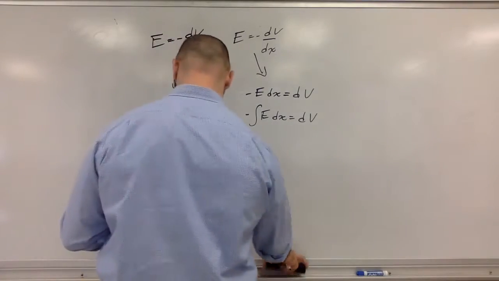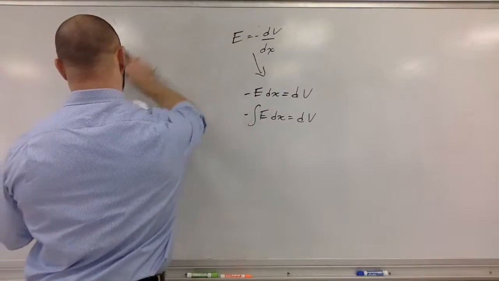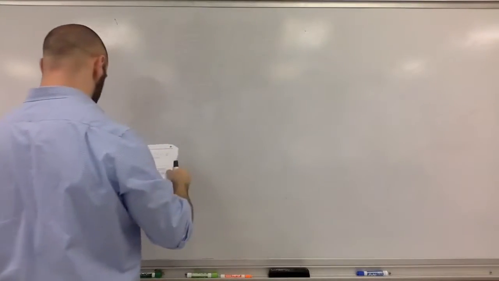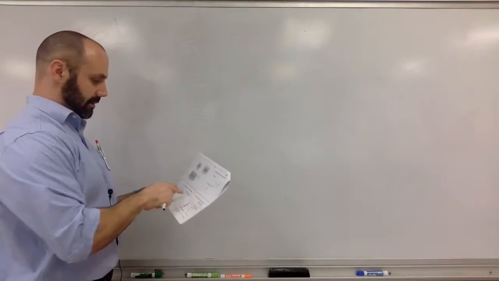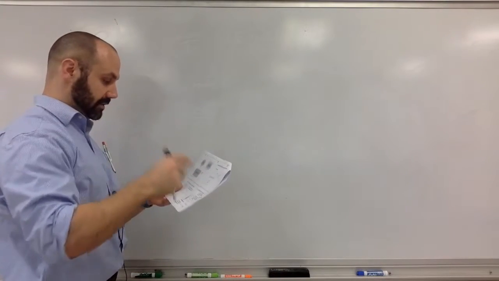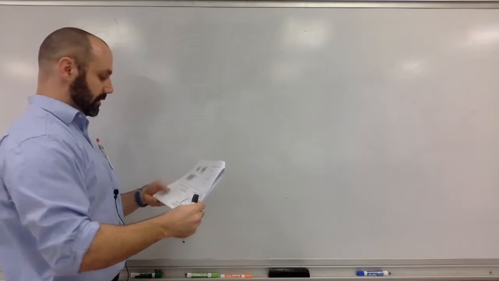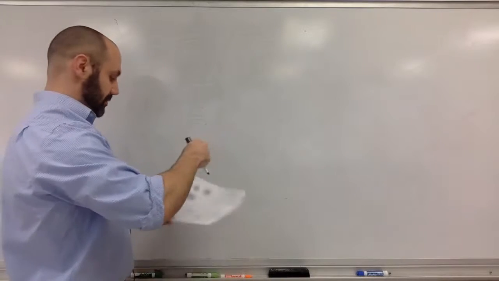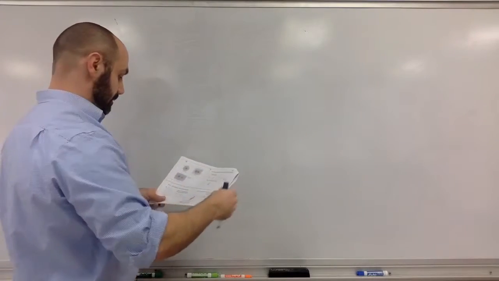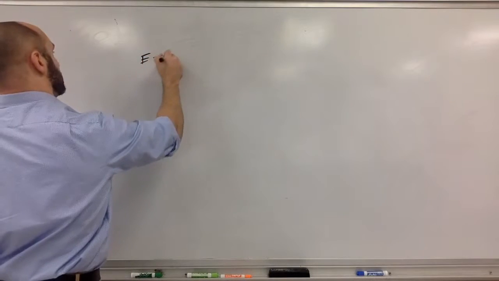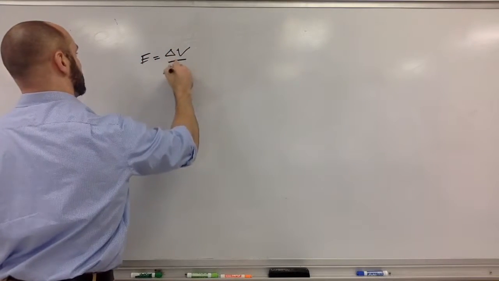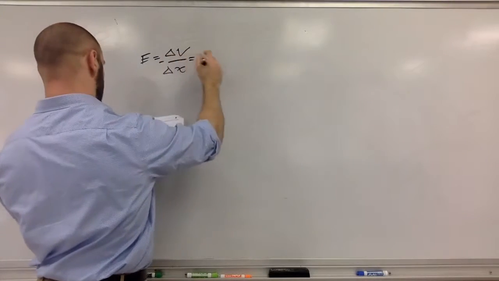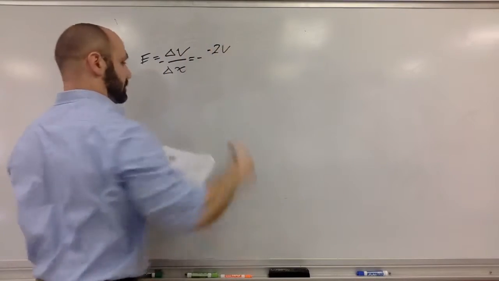So let's see, example 1, calculating electric field from potential difference. So we already saw one like this. Based on the diagram there, what is the magnitude and direction of the electric field? We'll notice here that it's getting less. As you go to the right, the voltage is getting less. So the direction of the electric field is to the right. And E is delta V over delta X. So this is negative 2 volts.